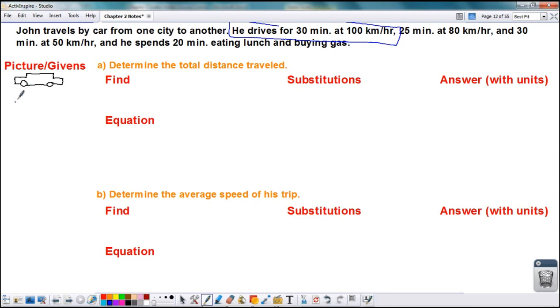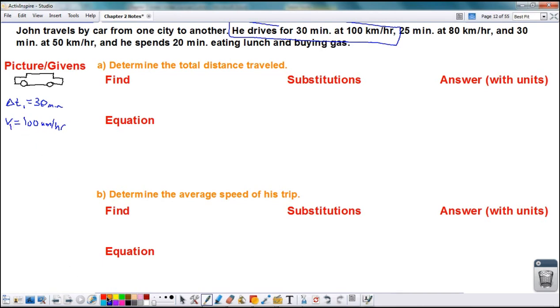So I'm going to write minutes as a time, and it's part 1, so I'm going to put a little subscript 1 there. And it is 30 minutes. And then 100 kilometers per hour, that's a speed. There's no direction given, so it's not a velocity, but it's 100 kilometers per hour. And that is speed 1.